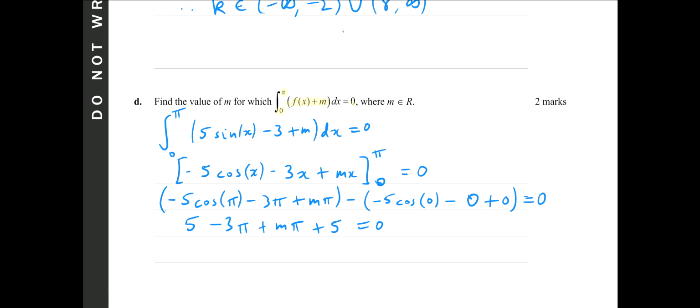So now what we have is m pi, because remember we are looking for the value of m, so isolating m pi would equal taking the 3 pi to the right, and then 5 and 5 is 10, and it'll move to the right as a negative 10. And therefore, finally, our last answer is m equals 3 pi minus 10 all over pi. And if you feel like, you can of course rewrite that as 3 minus 10 over pi. And there we have it. That is the value of m.